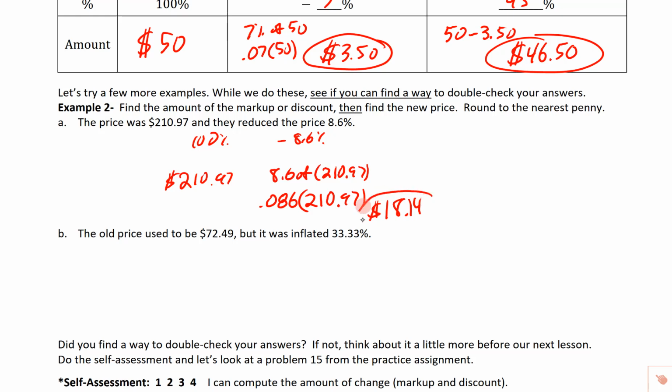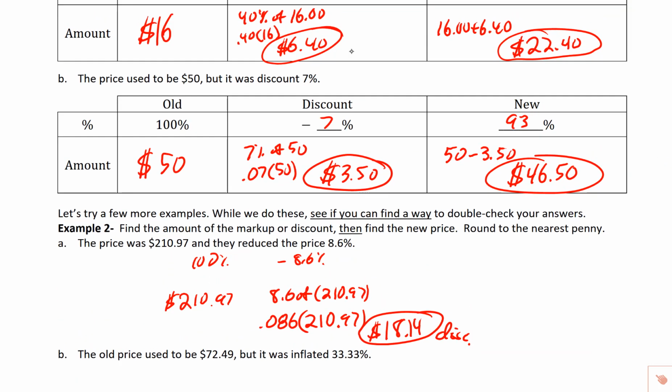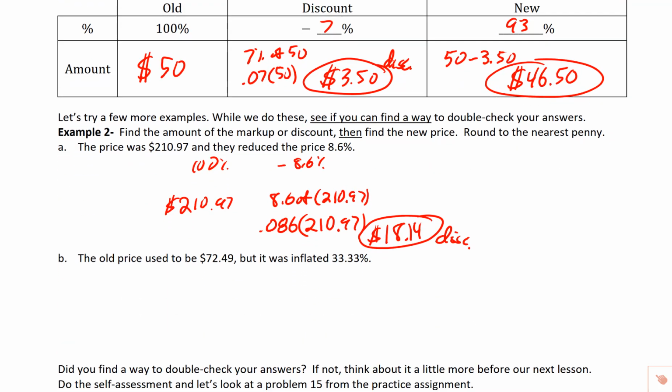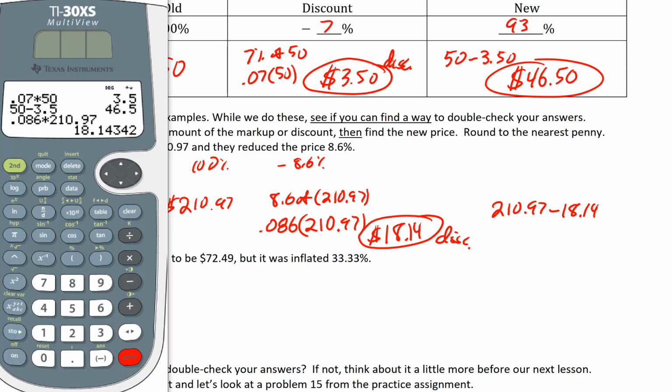So I'm going to go ahead and circle this, and I'm going to write discount right here. Okay, in fact, I probably ought to do that up here. This is a markup. This is a discount. And then we'll come right here. That's a discount. So we're going to have to take this to find the final price. We're going to take the $210.97 and we're going to subtract that discount of $18.14. So I'll pull up the calculator and let's take a look here. Whoops, clear all this off.